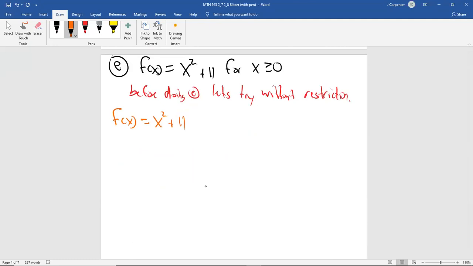Write the f of x as y. So that becomes y equals x squared plus 11. Then swap the x and the y. So that becomes x equals y squared plus 11. Then solve for y. Subtract 11 on both sides, you'll get x minus 11 equals y squared.